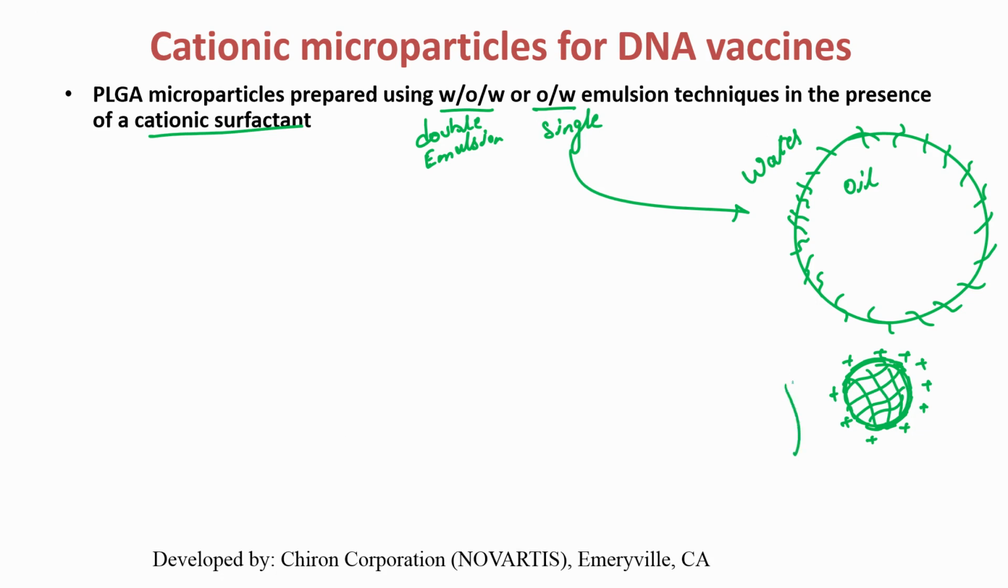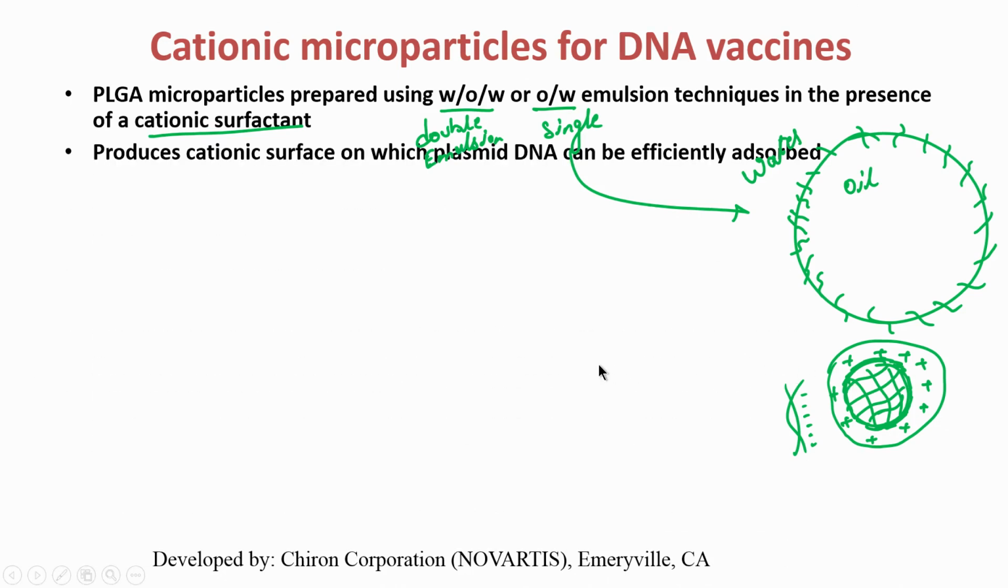So if you mix it with the DNA, since it is negatively charged, it will ionically interact and deposit on the surface, and then you can use this particle to deliver it to various cells based on the size. It may also show endosomal escape because of the presence of these cationic surfactants, and you can then use this for gene therapy and for vaccines. So as I said, this produces a cationic surface on which plasmid DNA can be efficiently adsorbed.